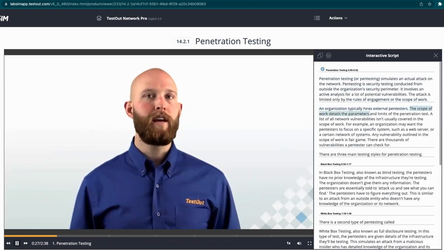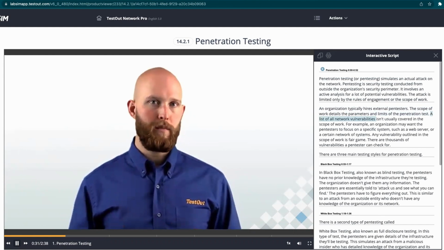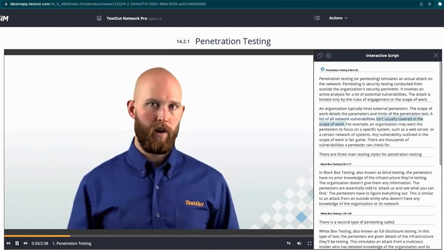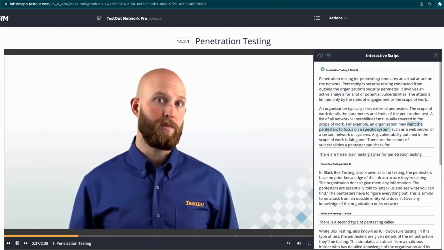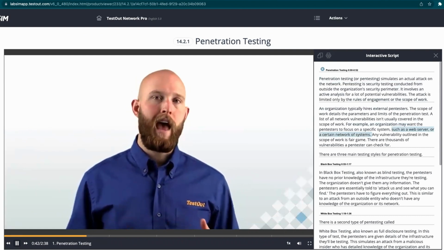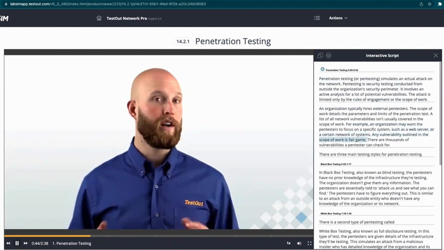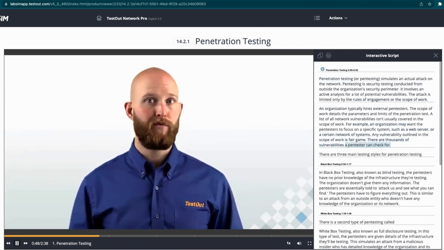The scope of work details the parameters and limits of the pen test. A list of all network vulnerabilities isn't usually covered in the scope of work. For example, an organization may want the pen testers to focus on a specific system, like a web server or a certain network of systems. Any vulnerability outlined in the scope of work is fair game. There are thousands of vulnerabilities a pen tester can check for.